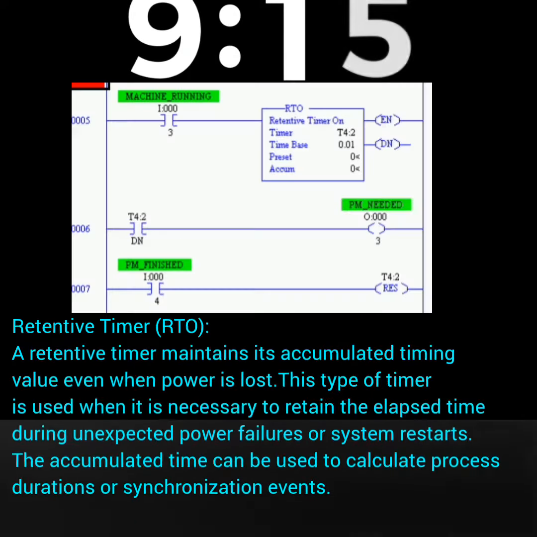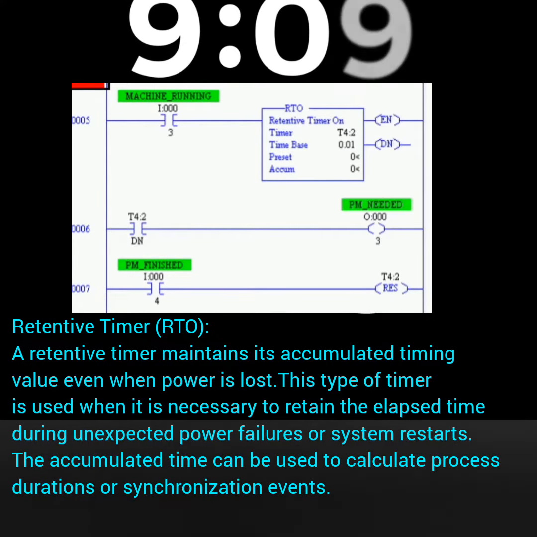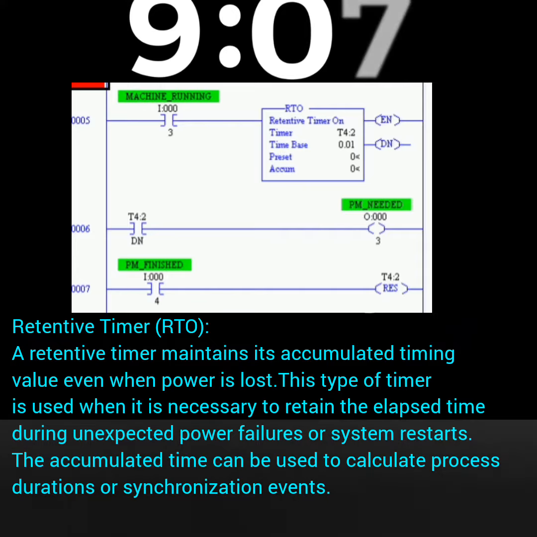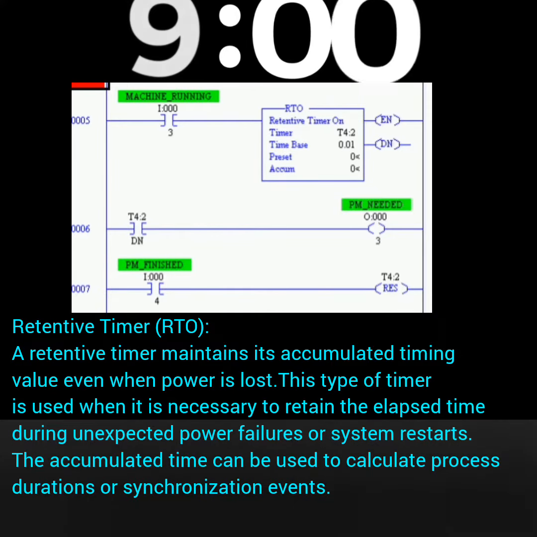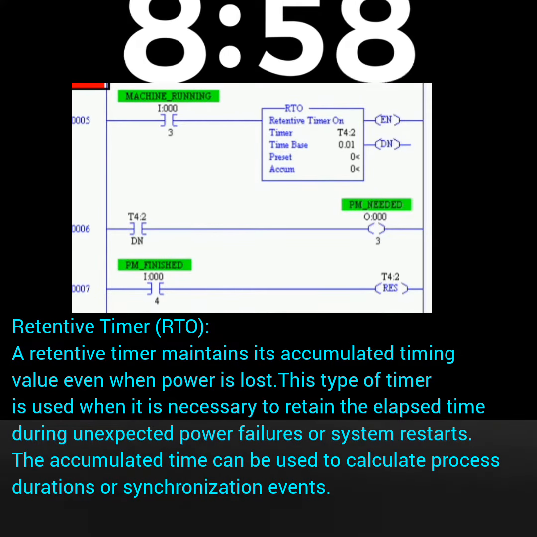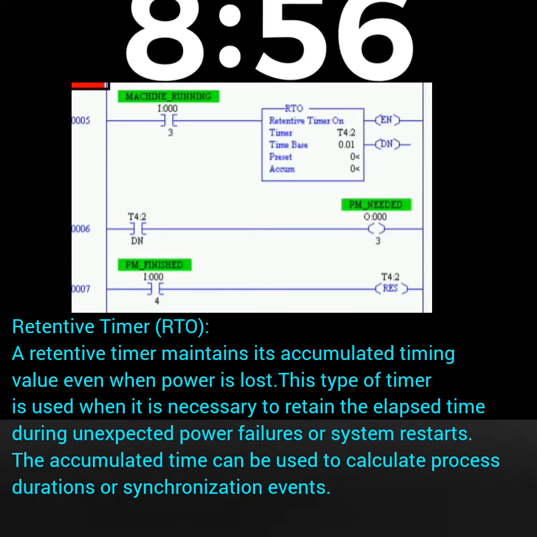3. Retentive timer, RTO. A retentive timer maintains its accumulated timing value even when power is lost. This type of timer is used when it is necessary to retain the elapsed time during unexpected power failures or system restarts. The accumulated time can be used to calculate process durations or synchronization events.